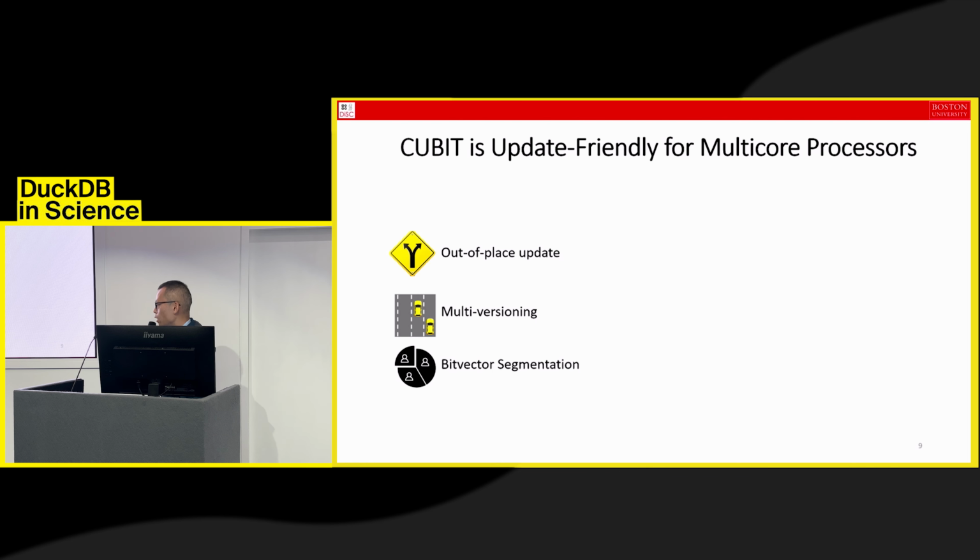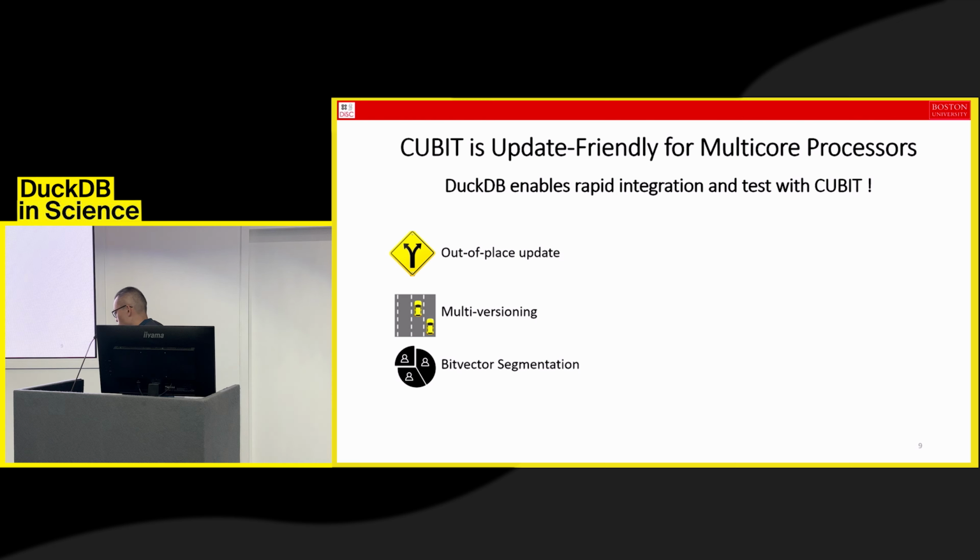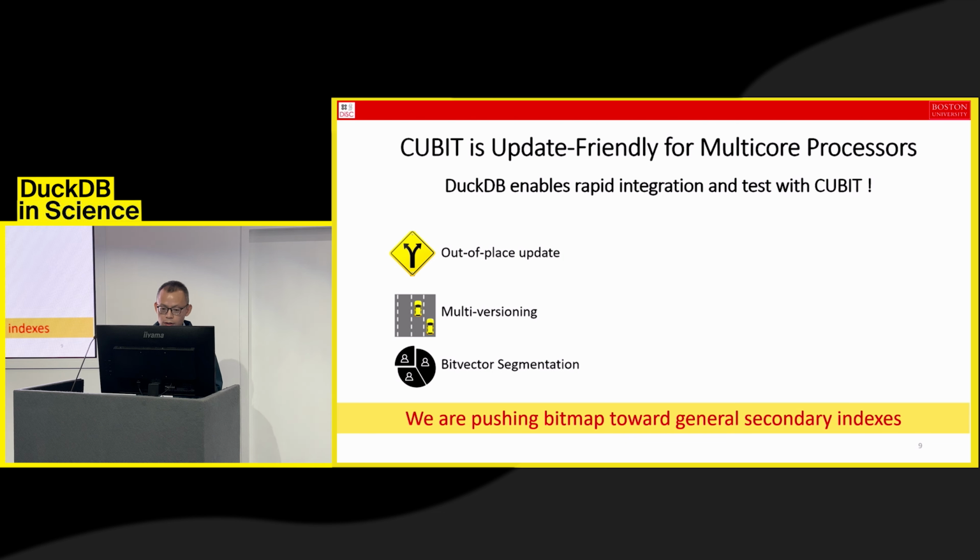So overall, Qubit is a novel, update-friendly bitmap indexing mechanism, and DuckDB allows us to easily integrate this novel indexing mechanism into it, and experiment with a lot of new features. So we really appreciate DuckDB. We are still actively working on this direction, and our goal is to provide a new type of general secondary index based on bitmap.